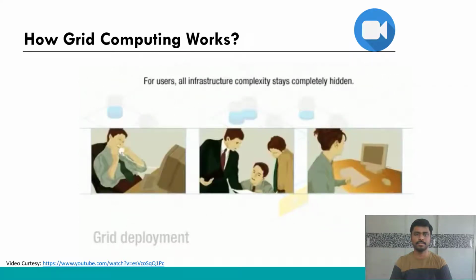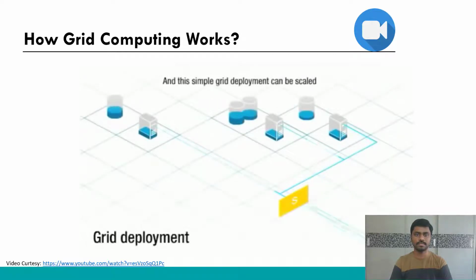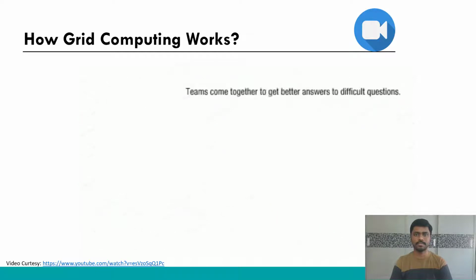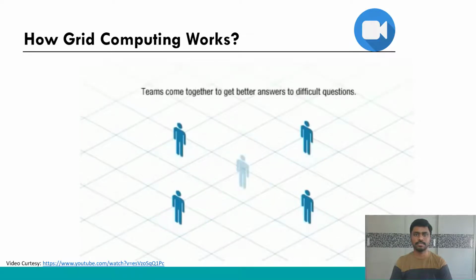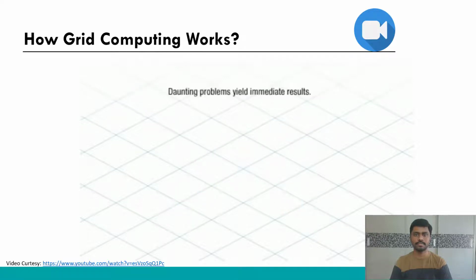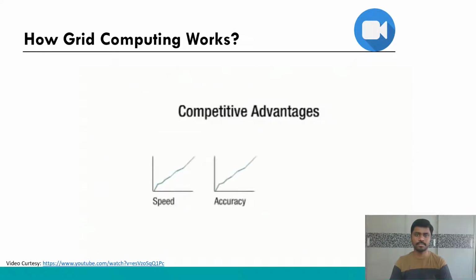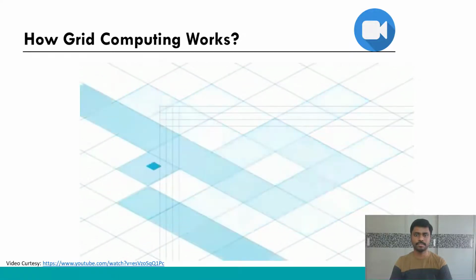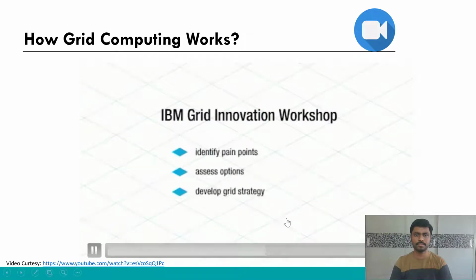For users, all infrastructure complexity stays completely hidden. The feeling is simple and seamless. And this simple grid deployment can be scaled to bring in other applications with new data, both within and across organizations. Teams come together to get better answers to difficult questions. Daunting problems yield immediate results. Gains in speed and accuracy, without significant cost increases, translate to real competitive advantages in the marketplace. How can your business reap the benefits of grid computing? Step by step. An IBM Grid Innovation Workshop.